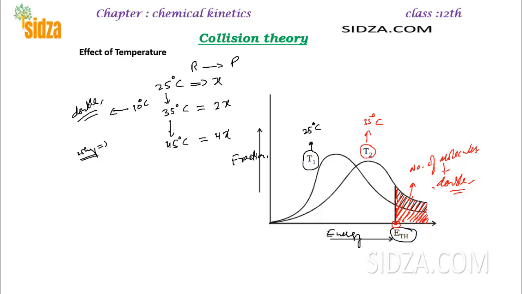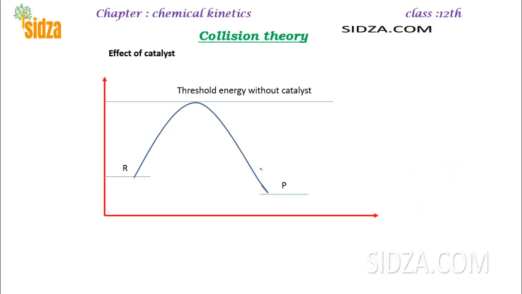And if you increase the temperature by 10 degrees, the rate almost becomes double, because the number of molecules possessing the threshold energy becomes double. Now what about the catalyst? Normally when you add a catalyst, the rate of reaction increases. Suppose you carry out a reaction here, the reactants convert into products, and when you add a catalyst, the reaction rate becomes much faster.